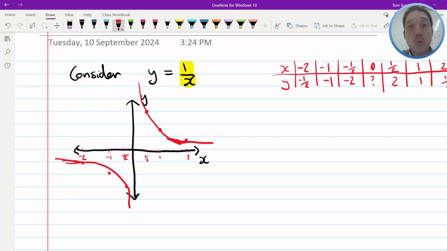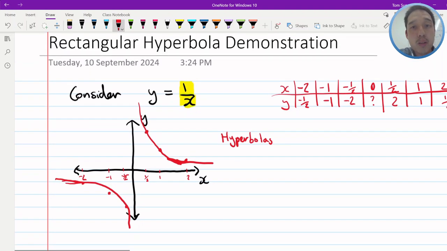Now we have some new features. These things are called hyperbolas. They're different from the parabolas that we worked with before. Hyperbolas look like this. We have 2 ends. Sometimes people call these bows. And they're called rectangular hyperbolas because of a specific feature that they have.